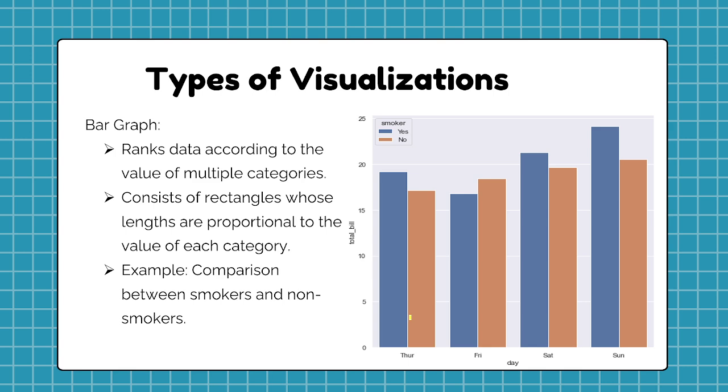So we have two groups, that means the number of smokers: smoker, in the color blue, and non-smoker in the orange color. So we compare these two groups of smoker and look at their total bill. So this bar graph is one of the methods that we can use to rank the data according to certain categories.